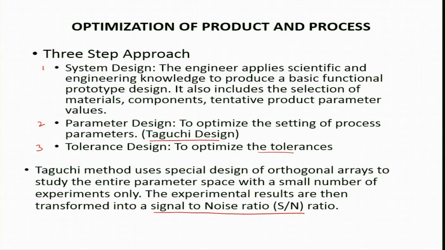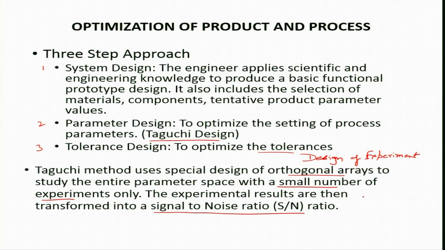Then the Taguchi method uses special design of orthogonal array. This is the fourth approach which is given toward design of experiment. How to optimize the parameters, the parameter design of experiment. With a minimum number of experiments, how can we achieve the optimal combination of the parameters? So in this case, he suggested the orthogonal array, which is based on statistical thinking, to study the entire parameter space with a small number of experiments. Key point is small number of experiments.